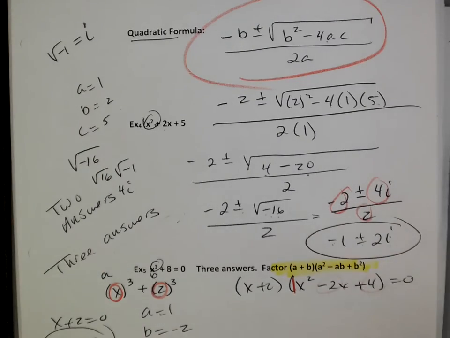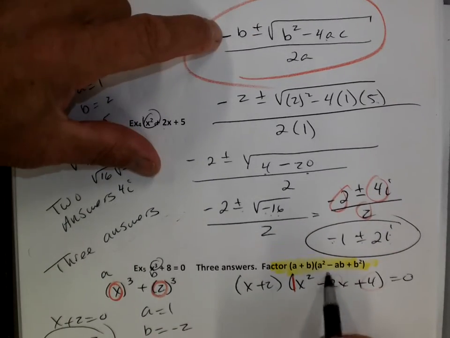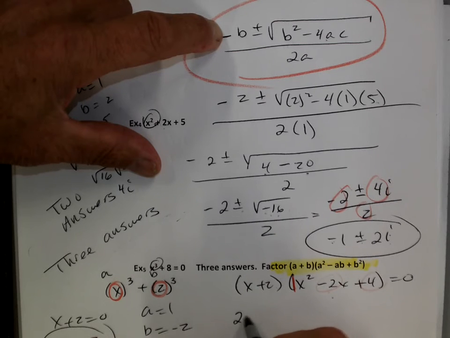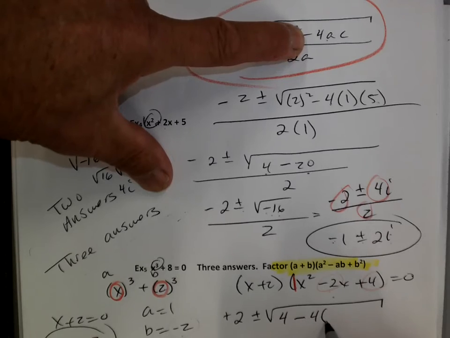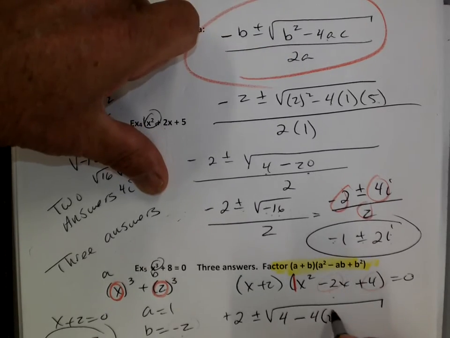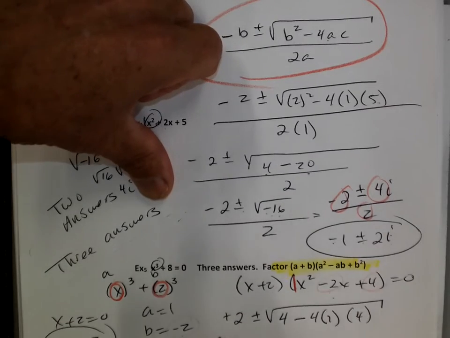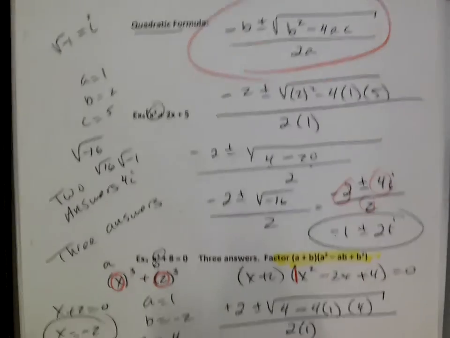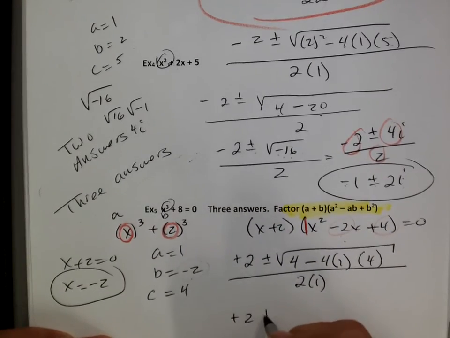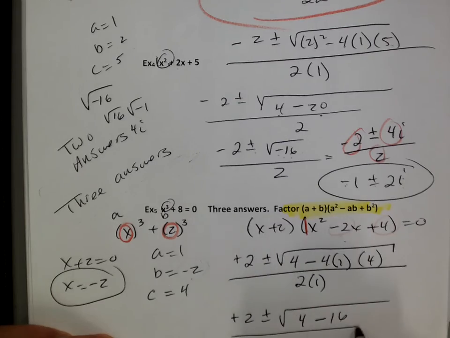Okay, so let's do the quadratic formula. Here we go. Negative b, so I'm going to go negative negative 2, which is a positive 2, right? Plus or minus the big square root: b squared, so negative 2 squared, which is a positive 4, minus 4 times a, which is 1, times c, which is 4, all over 2 times a, which is 1. Now let's simplify this. I've got a positive 2 plus or minus the square root of 4 minus 16, over 2.